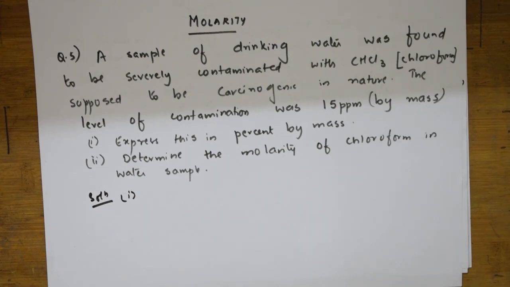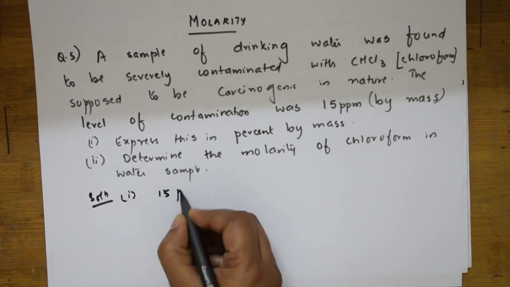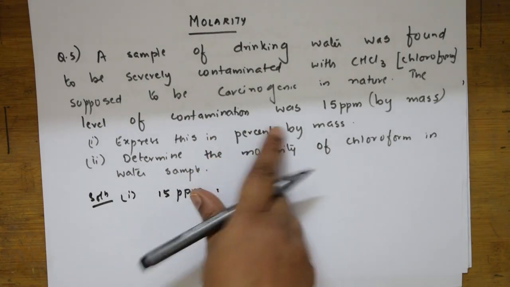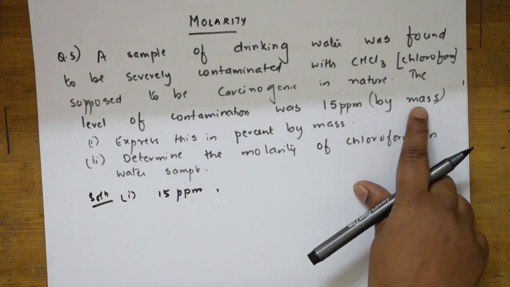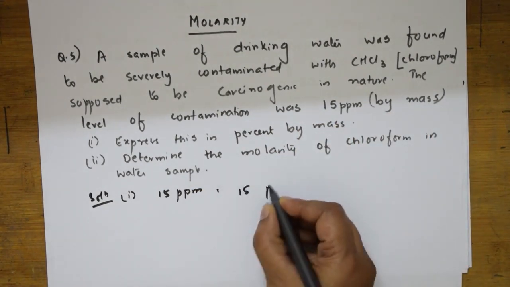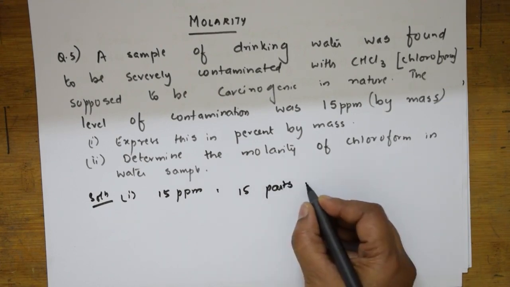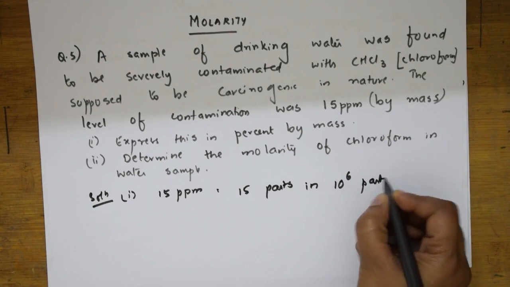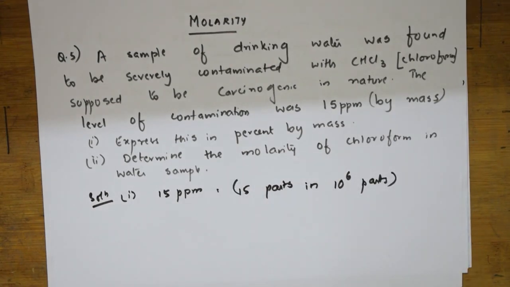But here, what did they give us? They've given us 15 ppm. This is what is given: contamination by 15 ppm by mass. That is why I'm picking up this concept. So 15 ppm is nothing but 15 parts in 1 million, that is 10 raised to 6 parts. This is what 15 ppm means. Right? So let us write.